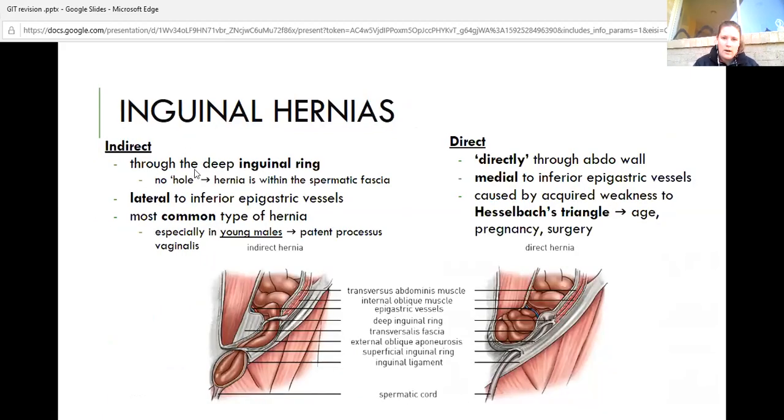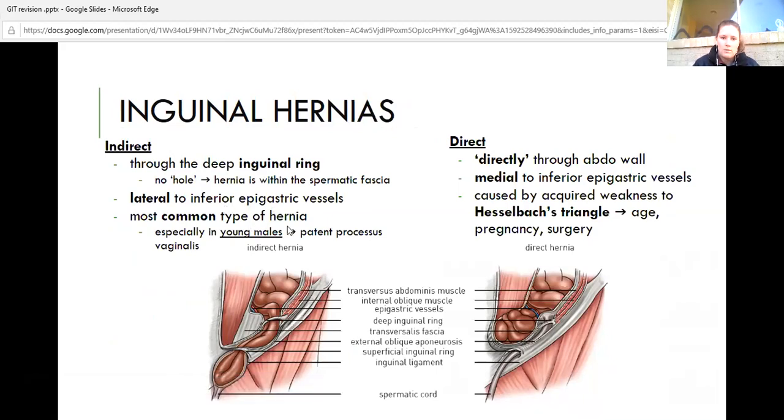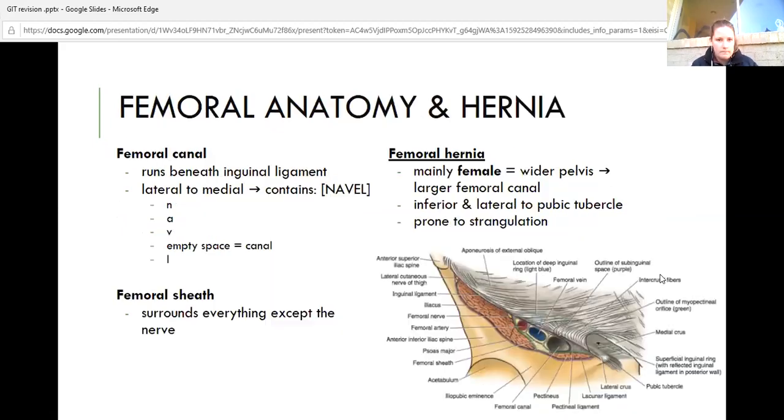In terms of hernias, an indirect hernia goes through the deep inguinal ring, and there's no real hole. It's just following the pathway of the spermatic fascia, so the hernia will be felt lateral to the inferior epigastric vessels. It's the most common type of hernia, especially in young males, who have a patent processus vaginalis. Then a direct hernia, I think of it as the hernia going directly through the abdominal wall, usually through Hesselbach's triangle. It's more likely in people who are older or pregnant, who have additional factors that make it weaker. The buzzwordy thing is that it's medial to the inferior epigastric vessels.